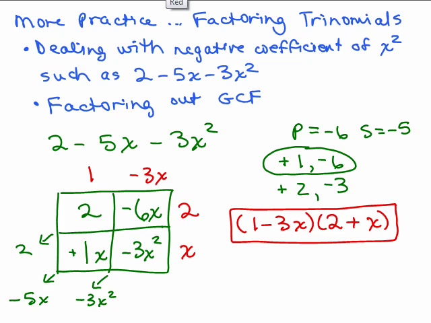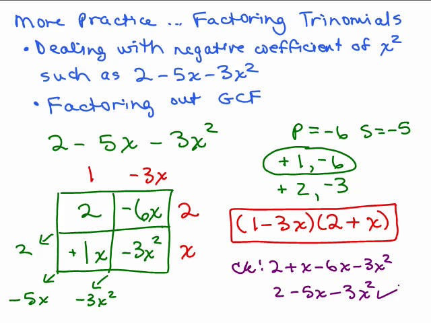Now let's just do a little check. Double check it. Let's do first, outer, inner, last. 2 plus x minus 6x minus 3x squared is 2 minus 5x minus 3x squared. And so yes, convince yourself when you're done that if you did multiply it out using the FOIL method, you have the correct factorization.